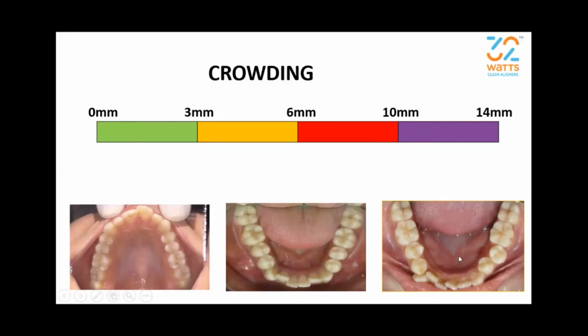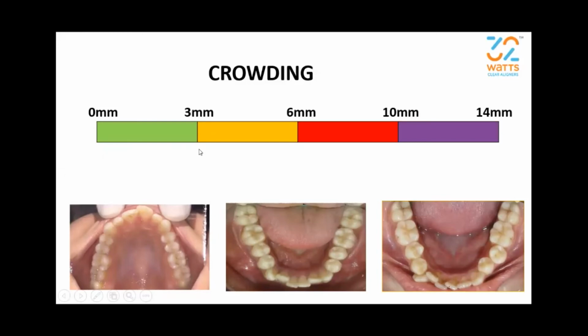Now, if the severity of the malocclusion keeps on increasing and the crowding keeps on increasing, then we need to go to a higher category. So in this particular case, you can see that this is an advanced case of crowding where you will require approximately 35 sets of aligners.